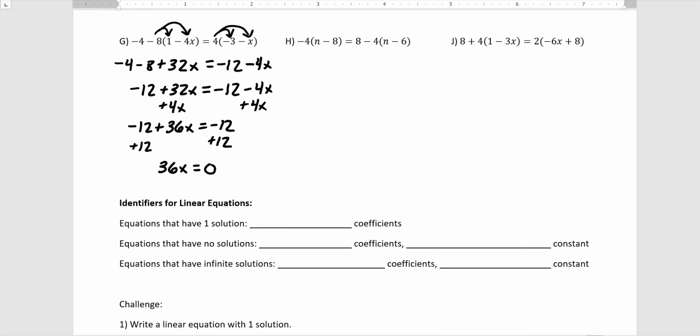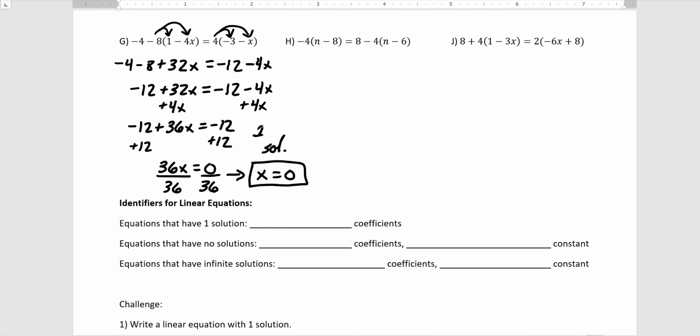All right, so this isn't no solution, remember, because we still have our variable. I can divide by 36. 0 divided by anything is what? Just 0. So x equals 0. There's my solution, and that is just one solution, right? One solution, x equals 0. Awesome. Let's check out letter H.